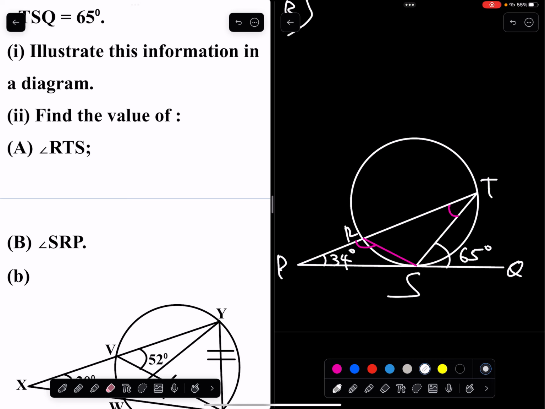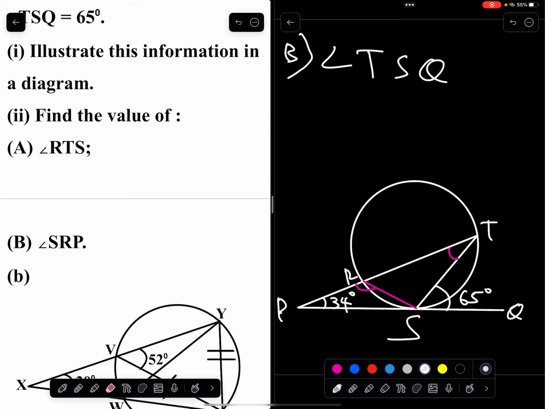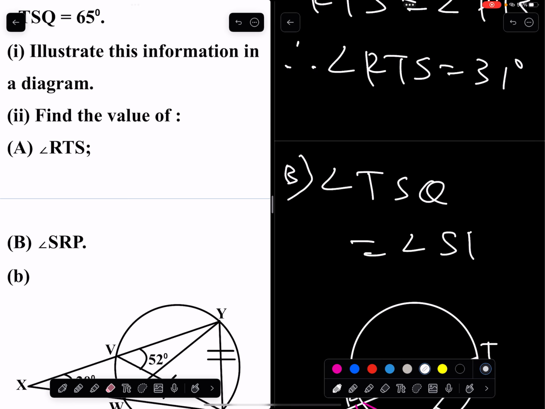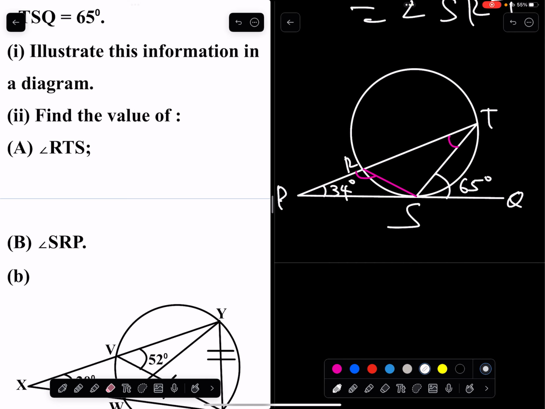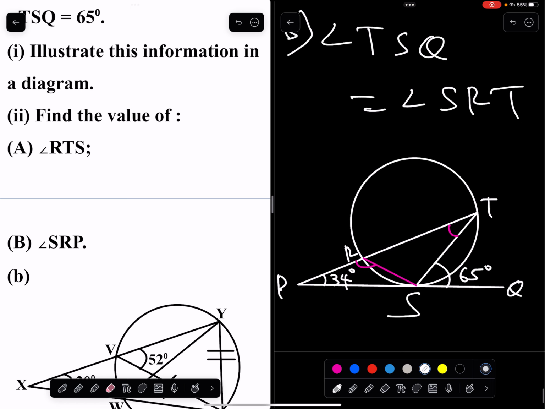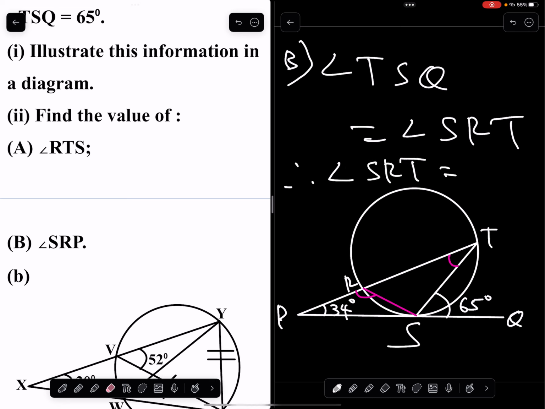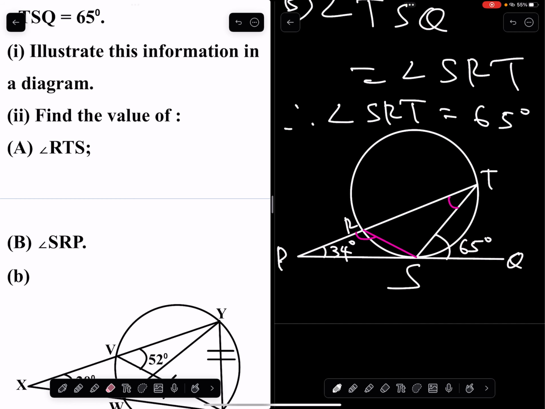Okay, first of all, I know that angle TSQ is equal to angle SRT. This angle is the same as this angle. And the reason for that is the angle between a chord and a tangent is equal to the angle in the alternate segment. So angle TSQ, which is this one, is the same as angle SRT, which is this one. Therefore, angle SRT is equal to 65 degrees, because I already know angle TSQ.